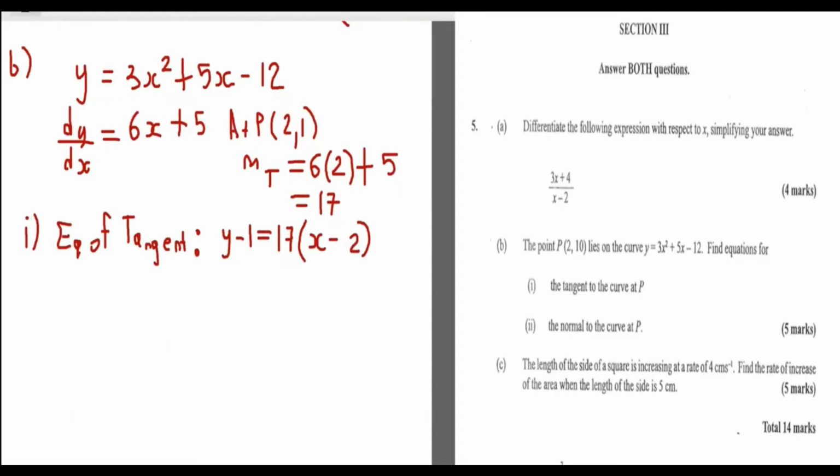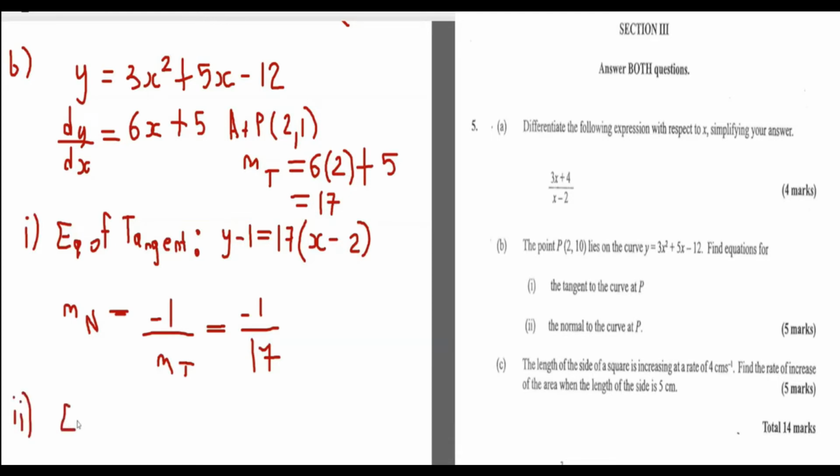To find the equation of the normal is fairly simple. First we need the gradient of the normal. But the gradient of the normal is equal to minus 1 over the gradient of the tangent. That's how we find the gradient of the normal. And so the gradient of the normal is negative 1 over 17. So if that's the gradient of the normal, we can go ahead and write down the equation of the normal.